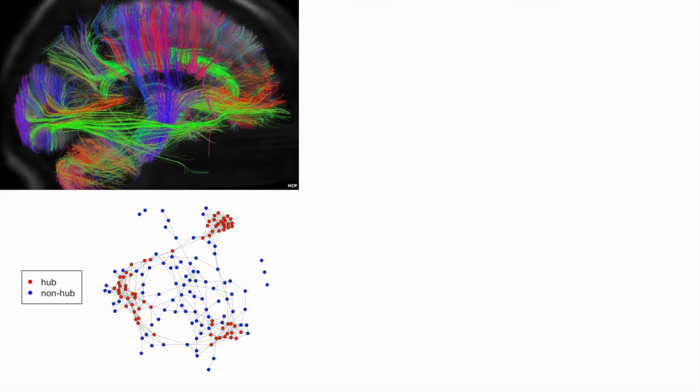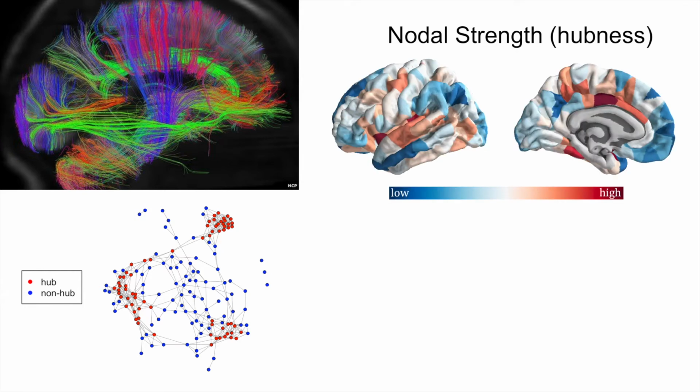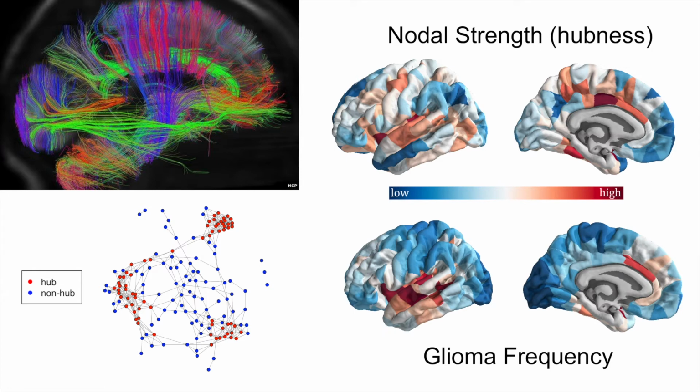If we plot hubness onto the brain, and instead let the variable vary on a spectrum as opposed to being binary, we get a map that looks like this. We demonstrated that this metric of hubness, along with a number of more sophisticated metrics, correlated significantly with our tumor frequency map, providing evidence for the idea that brain network hubs are vulnerable to oncogenesis.